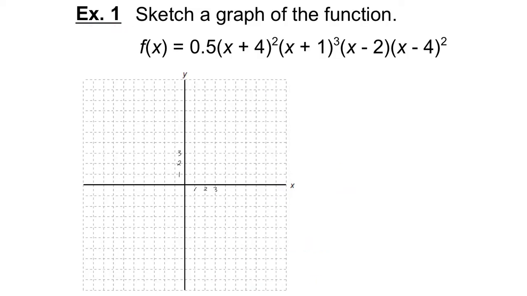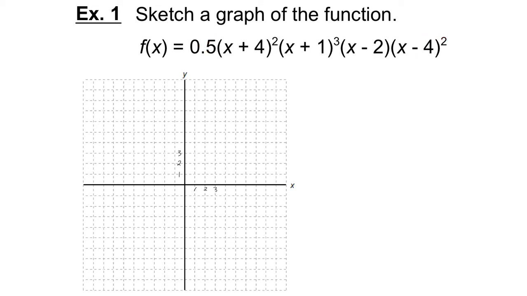For my first example, we're going to use all that I just talked about to sketch a graph of this crazy looking function. But fear not, it's already in factored form, so we have all of the factors. You just have to look at the exponents on those factors to figure out the behavior at those x-intercepts. So, first off, let's figure out where our x-intercepts are. Remember, the x-intercept happens on the x-axis when the value of y is 0. So really we're saying 0 equals this equation.